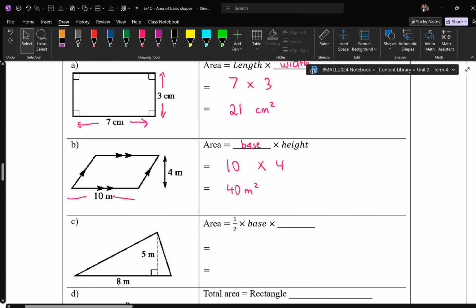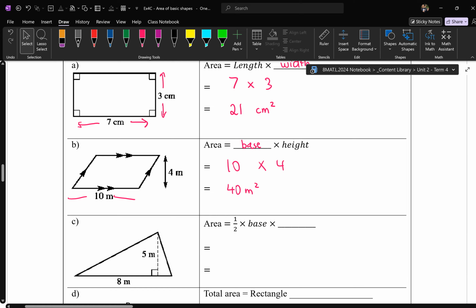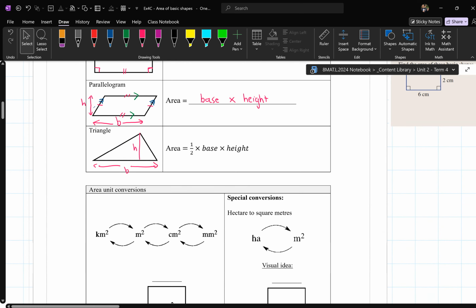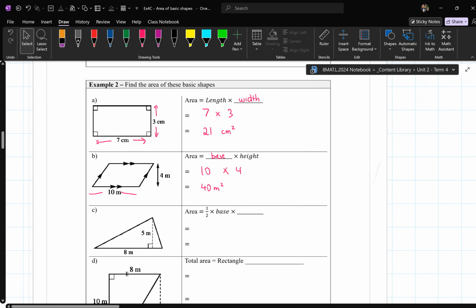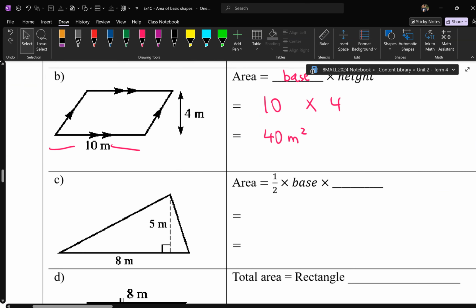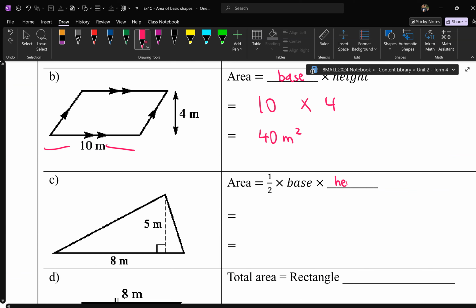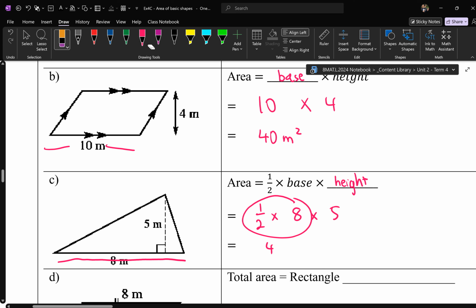Okay, the next shape, what shape is that? It is a triangle, and if you forget, you can always go back to your notes to look at the formula. And so you can see it's half base times height. And so here, base could be this one. So it's half times base, which is 8, times height, which is 5. But half of 8 we know is 4, and 4 times 5, which we know is 20. 20 squared meters is the answer.